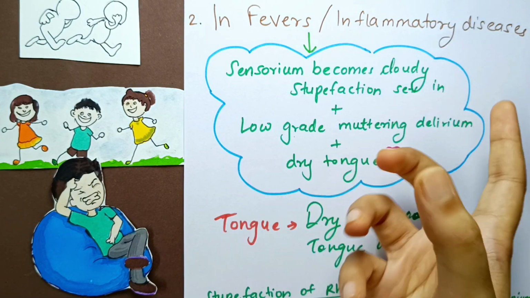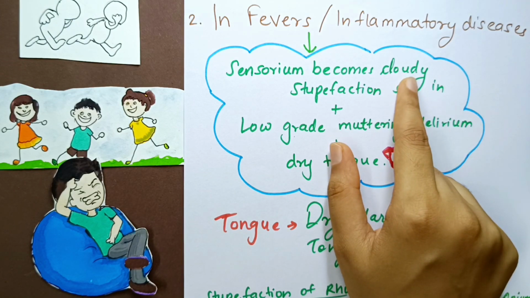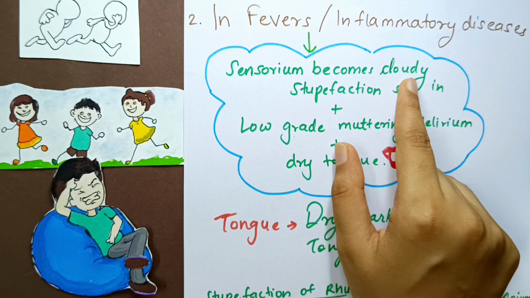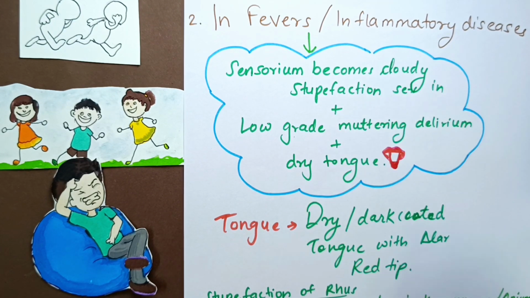So it becomes cloudy, meaning that you're not able to take in the sensory information through your senses, whatever you're looking at, whatever you're tasting, or the feel of touch. All that sensory information, you're not able to interpret. So it becomes cloudy, basically. You can understand that you're not in your alert state now.